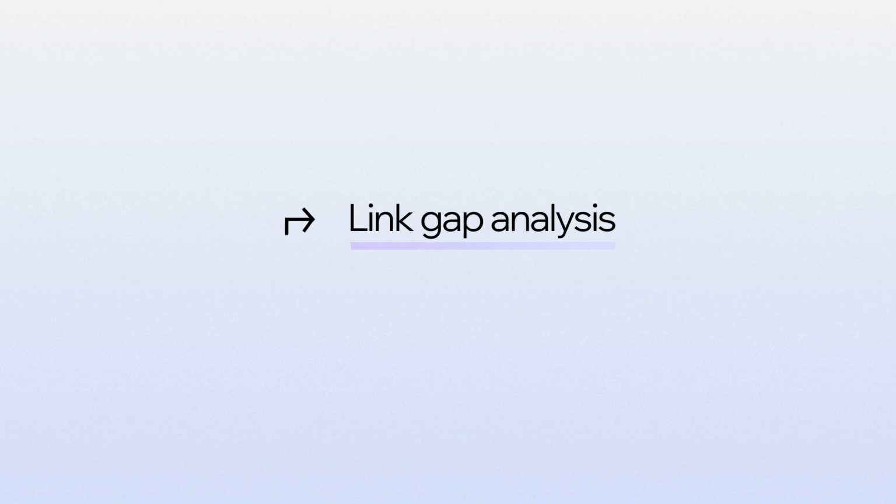The simplest way to start identifying link givers is to analyze your client's competitors' pages and take note of which domains link to competitor sites, but not your client's. This process is called a link gap analysis.